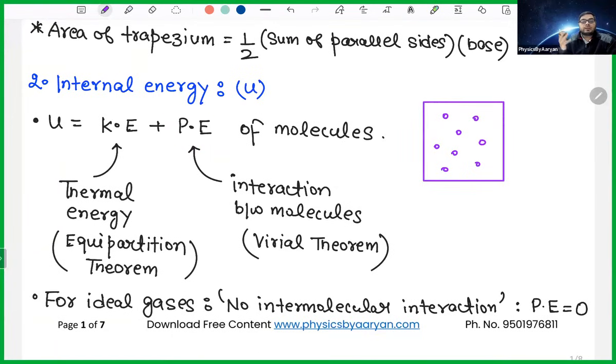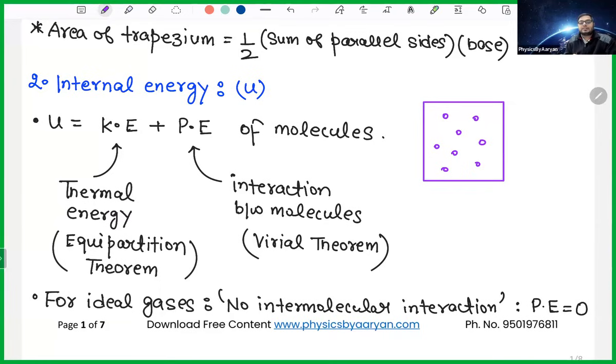Kinetic energy is because of the thermal energy, because of the temperature. Your molecules are moving here and there because of the temperature, and that is why your molecules have some kinetic energy, or some thermal energy. This energy is calculated using something known as the equipartition theorem.